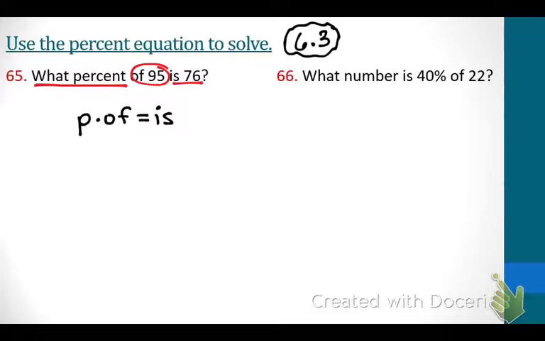All right, Kaylin, do you know your P? No, we do not. So we're just going to keep it as a P. Do you know your of? Yes, 95. Very good. So we're going to multiply it times 95. And do you know your is? It's 76. How do we get that P by itself?